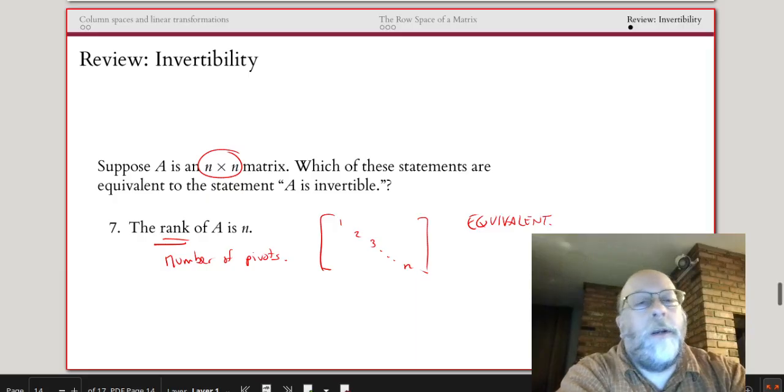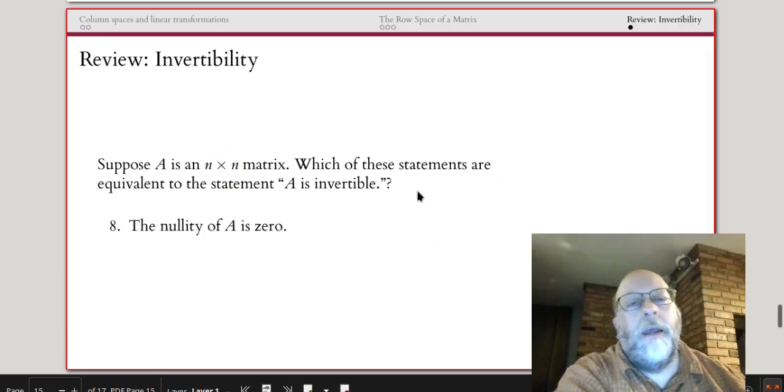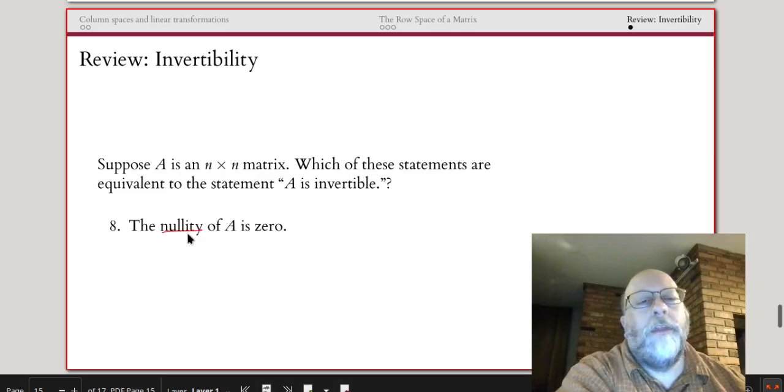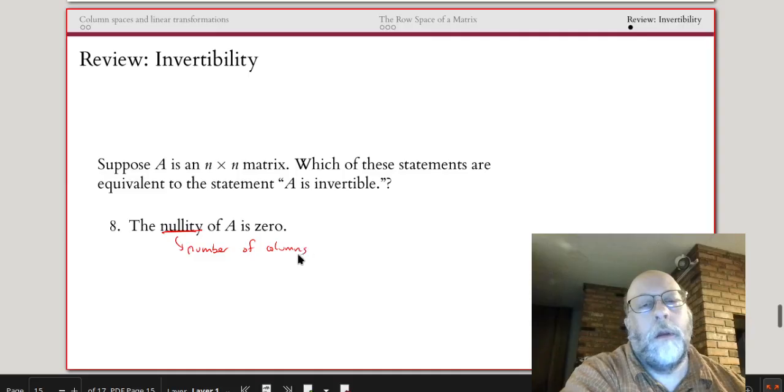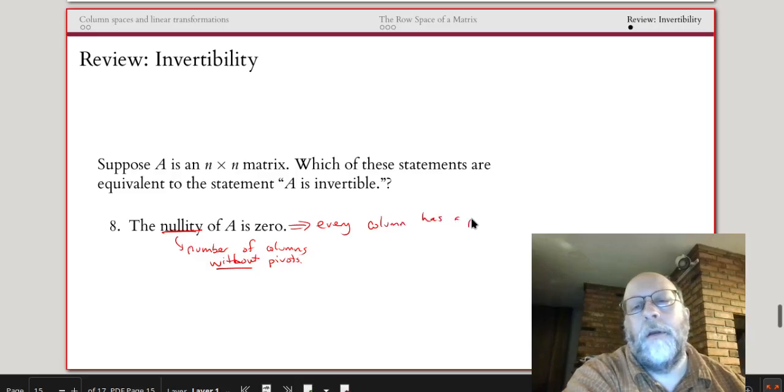Few more, let's keep going. Number 8, the nullity is 0. The nullity, this is a term we defined in the last video. The nullity is the number of columns without pivots. So it's complementary to the rank. And if the nullity is 0, then every column has a pivot. And so these are equivalent.